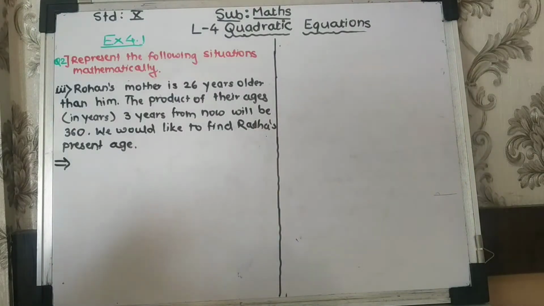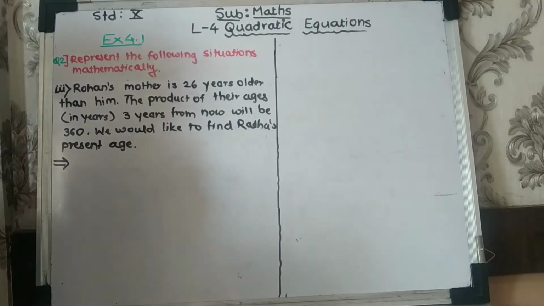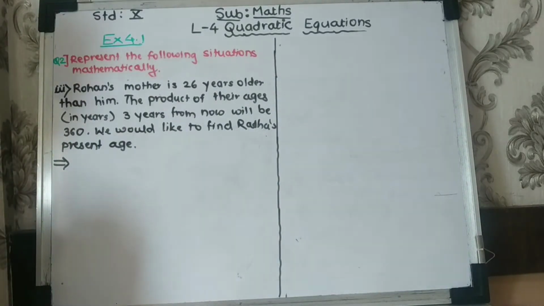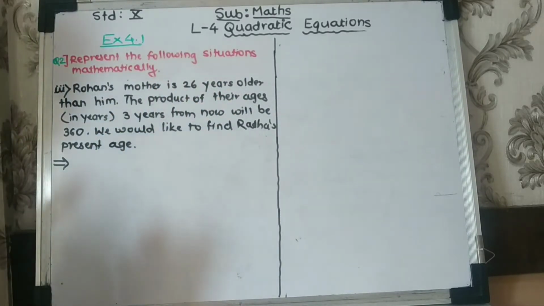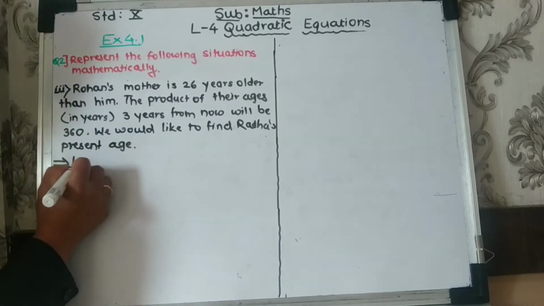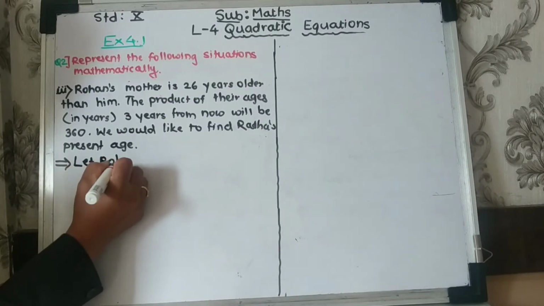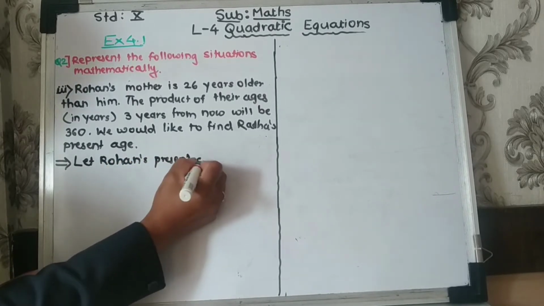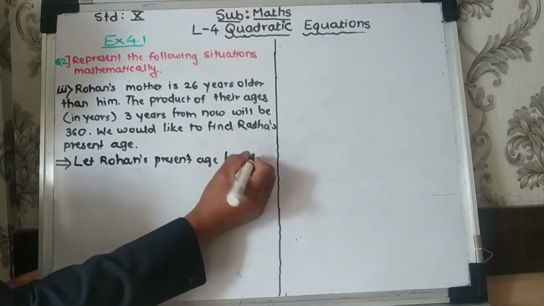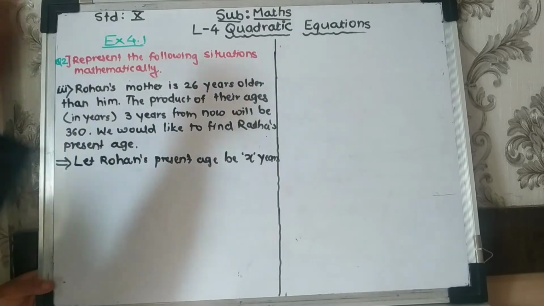Let us see the third question from this, question number 2. That is what? Rohan's mother is 26 years older than him. So here, first of all, I have read only the first statement, right? So there, who is depending on whom, that one just find out. Rohan's mother is 26 years older than him. So that's why we will take here, let Rohan's present age be x years. What is this one?